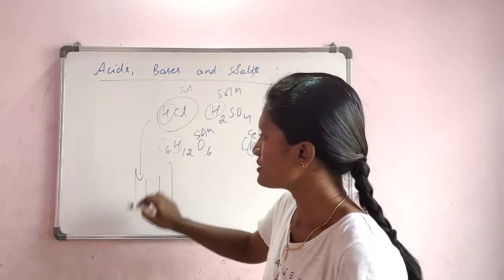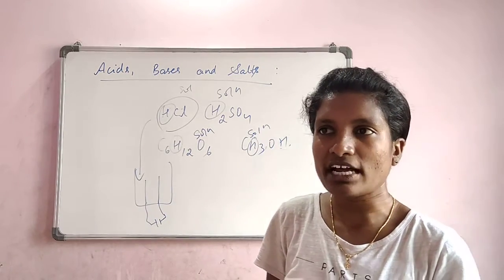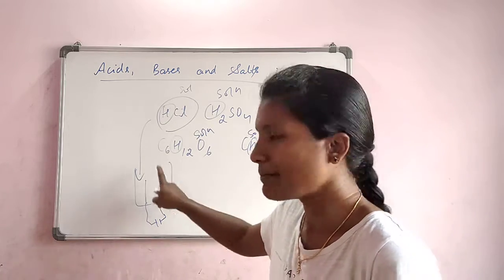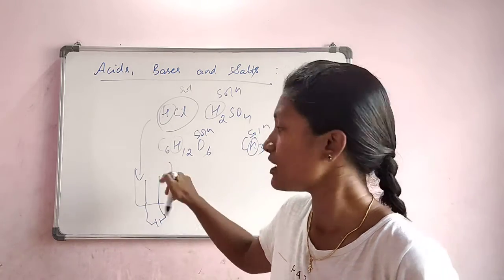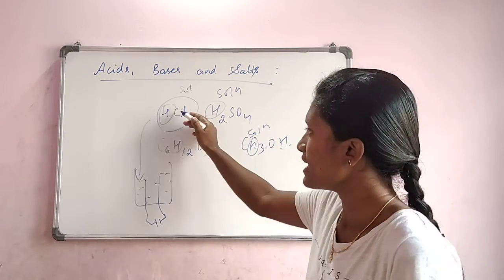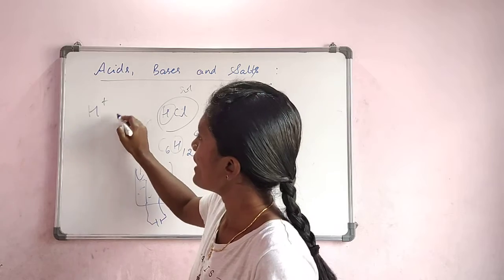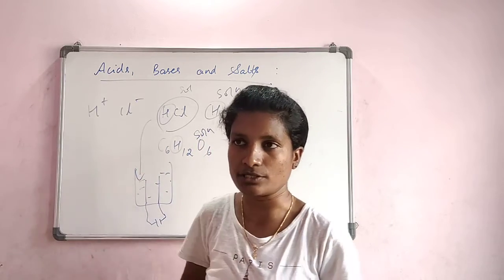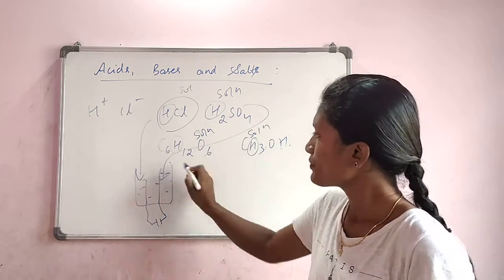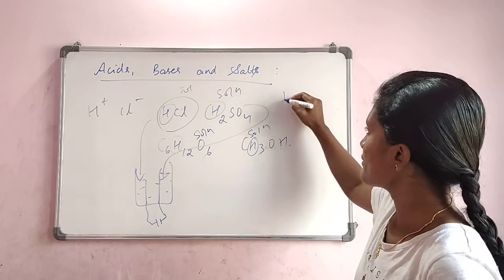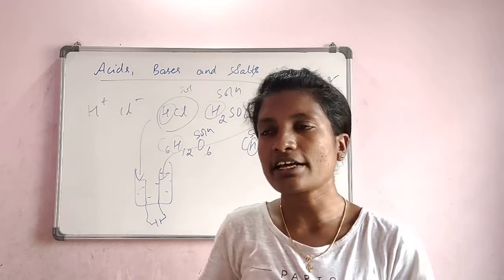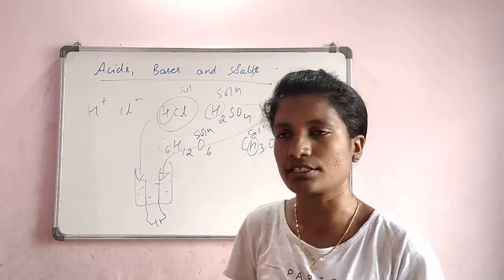First we take HCl and we observe that electricity flows, which means when we pass electricity through this, the solution helps the electricity to move in it, because HCl gets decomposed into H plus and Cl minus. These are ions. These ions are capable of conducting electricity. Similarly, H2SO4 gives rise to H plus and SO4 2 minus ions. These ions are also capable of conducting electricity.